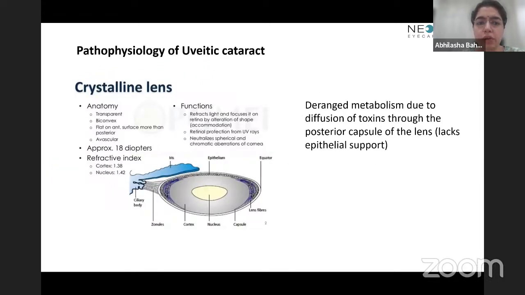So what is the pathophysiology of a uveitic cataract? As we all know, the crystalline lens is avascular and it derives its nutrition from the intraocular fluids. So when there is deranged metabolism due to uveitis or due to intake of steroids, there is diffusion of toxins through the posterior capsule, which lacks the epithelial support. And that's how we get posterior subcapsular cataract most commonly in uveitis patients.